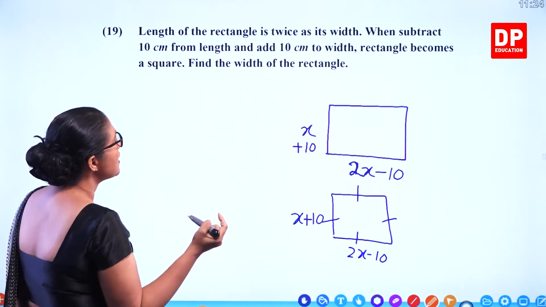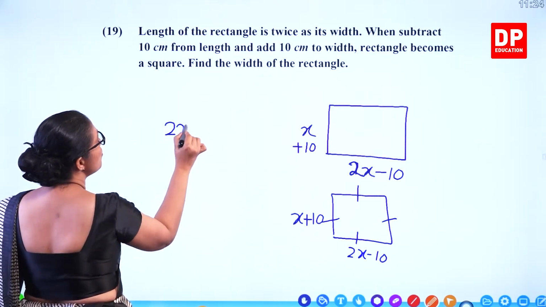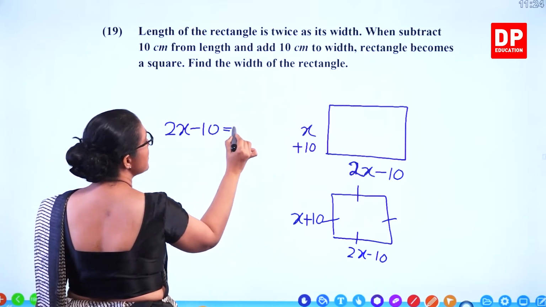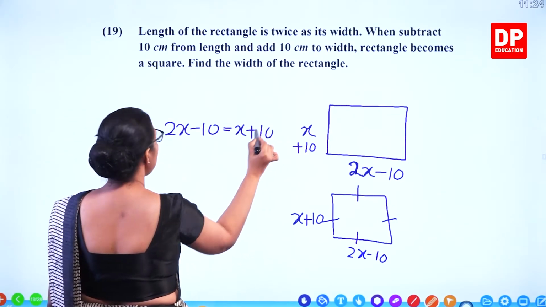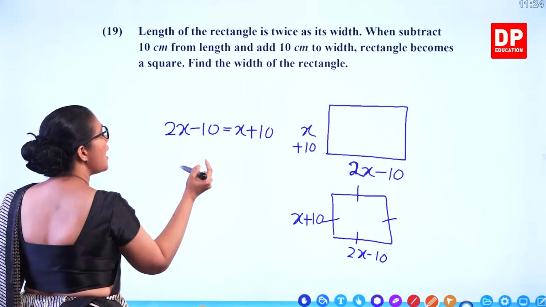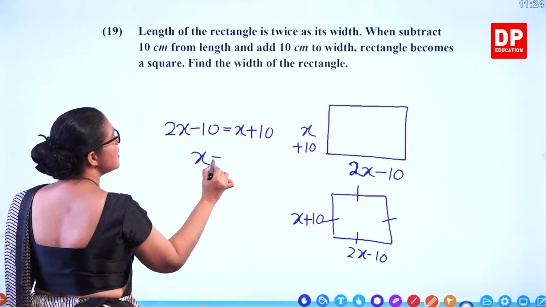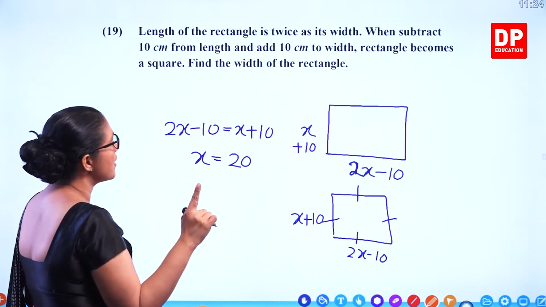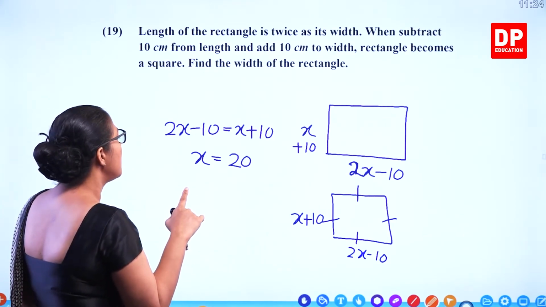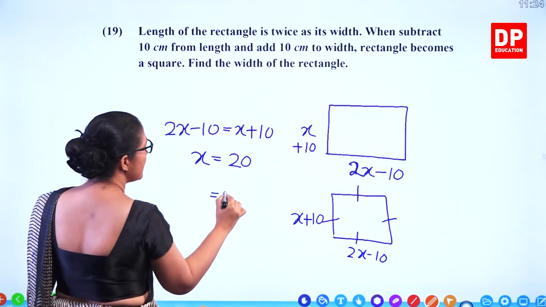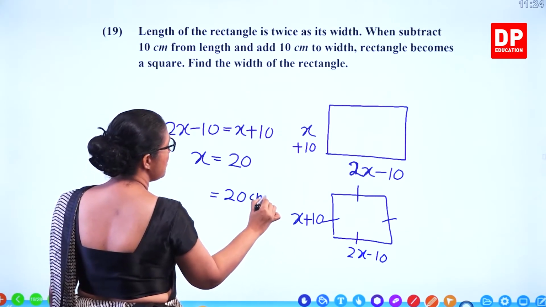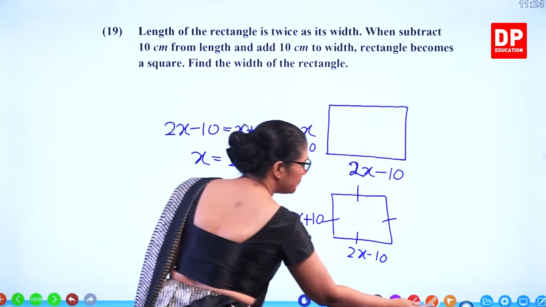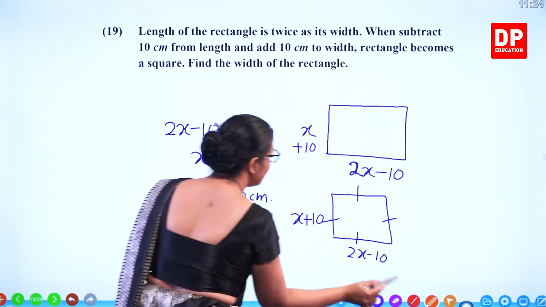Find the width of the rectangle. So you can write 2x minus 10 is the same as x plus 10. Take x to this side. 2x minus x is x. 10 plus 10, that's 20. So the width of the rectangle, x before, is 20 centimeters. 2 marks for that.